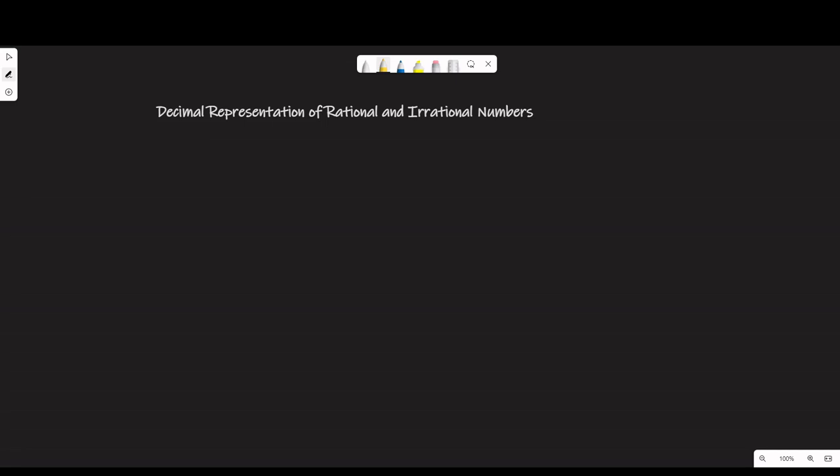So today we are going to talk about a topic which is not that discussed, and that is decimal representation of rational and irrational numbers. All of you might already know what rational numbers are. They look like this: P over Q, where P and Q are integers, and Q is not equal to 0.